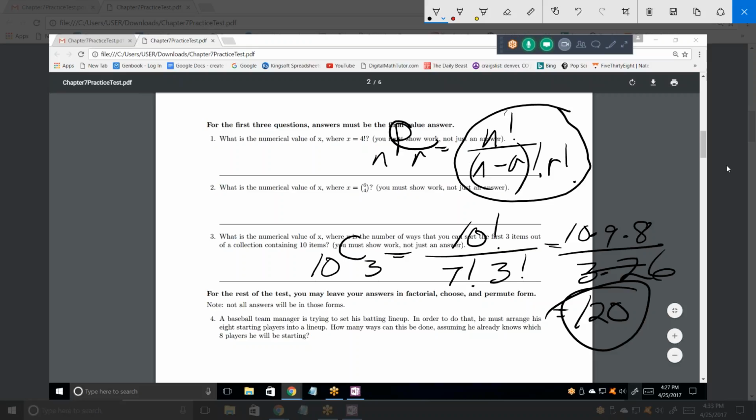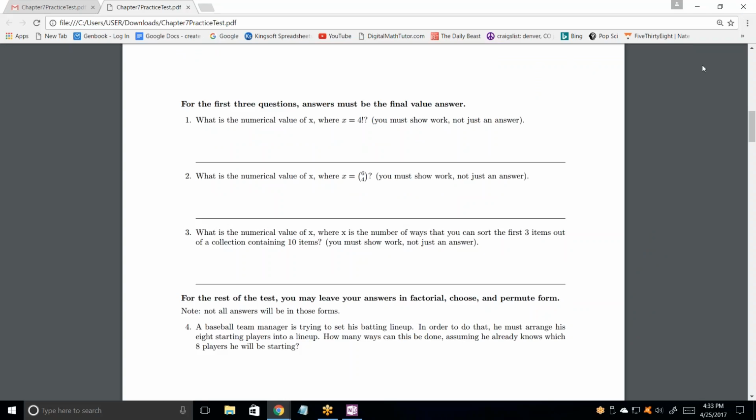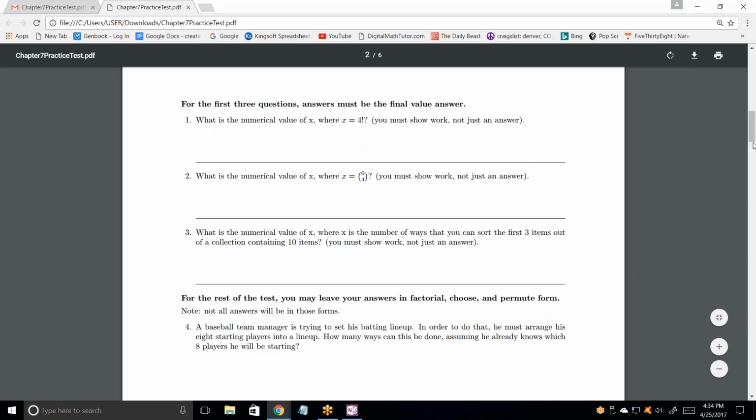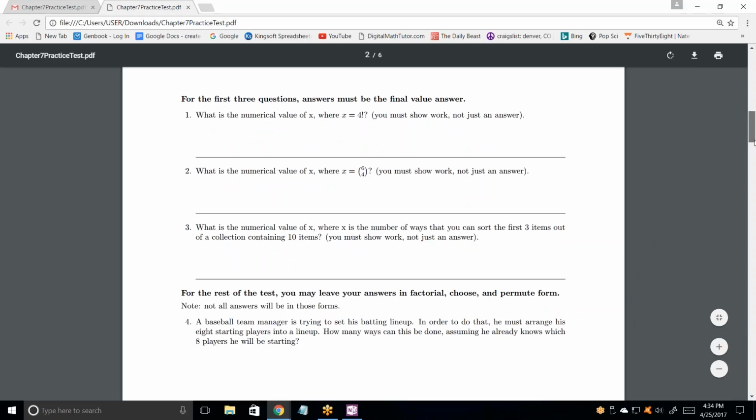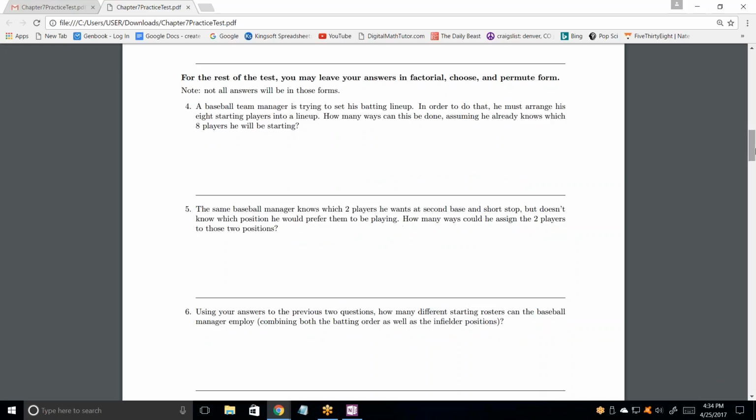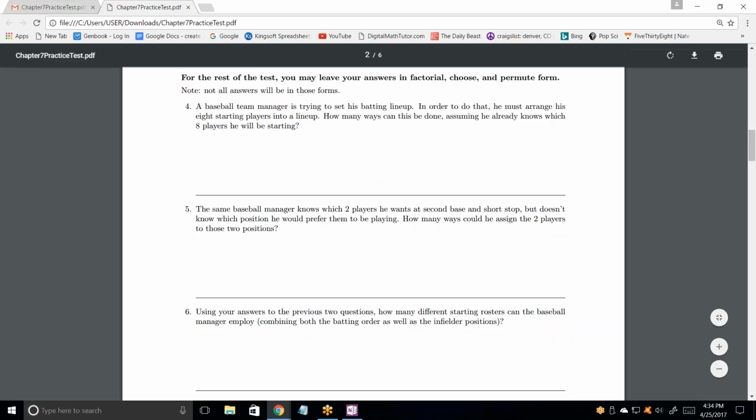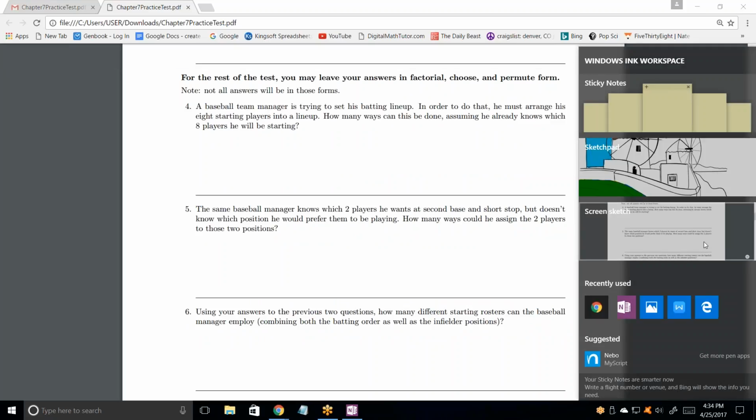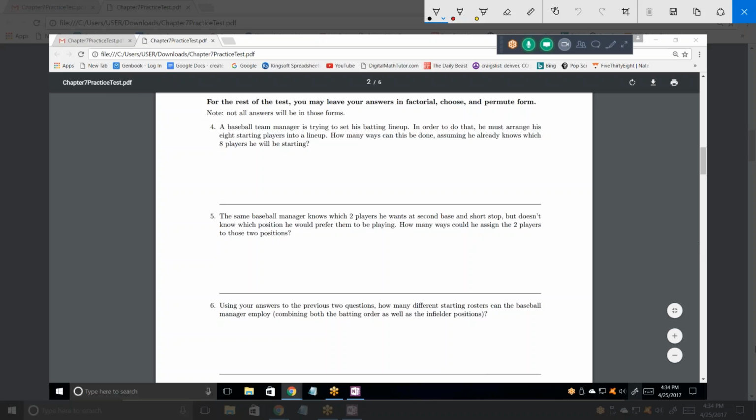These permutation combination problems can be tough. They can definitely be tough. Go through them one at a time here. I'll help as much as I can. This is not my strong suit, I will tell you that. But I think I can figure it out.